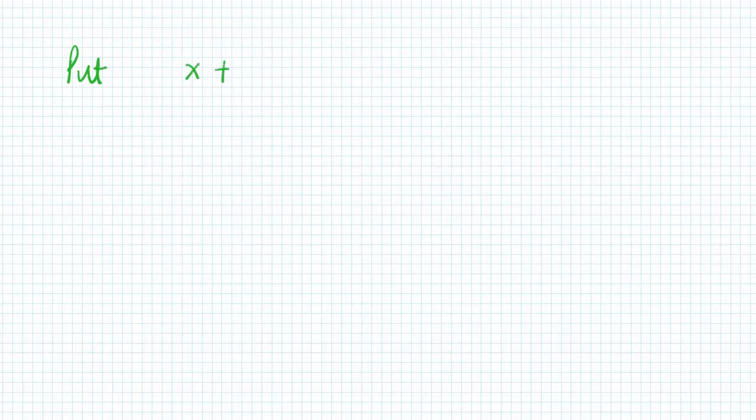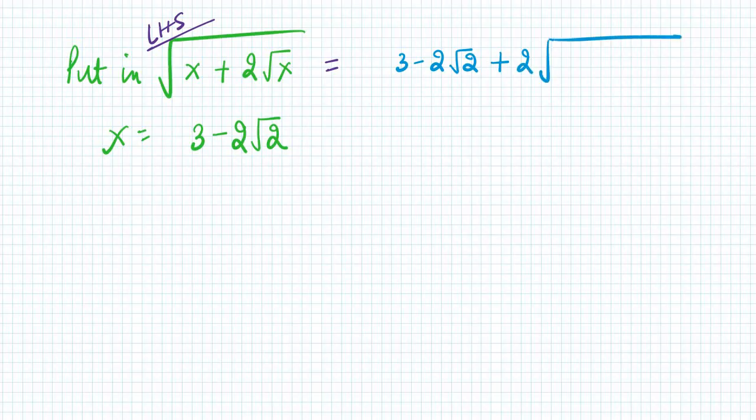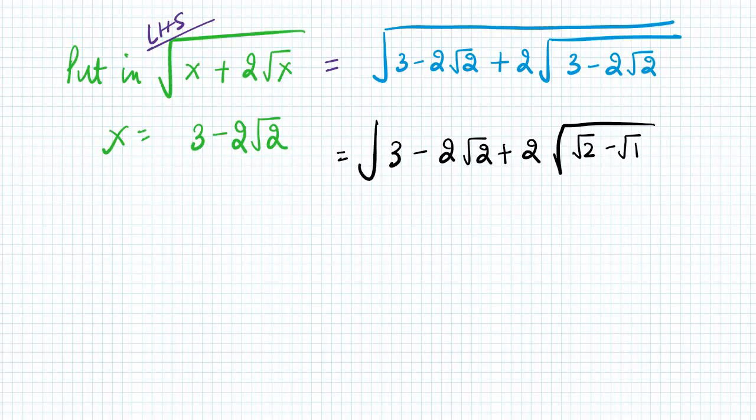Put x equal to 3 minus 2 root 2 in this. Now this is the left hand side. We have to make it equal to that. So 3 minus 2 root 2 plus 2 square root 3 minus 2 root 2 whole square. 3 minus 2 root 2, I already gave that formula before. So this would become root 2 minus root 1 here, and this whole thing square root.